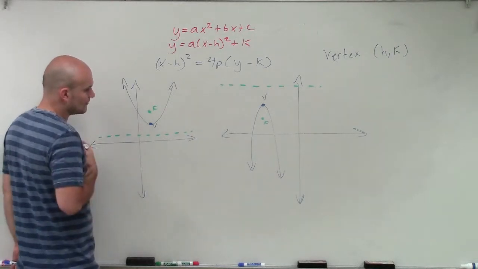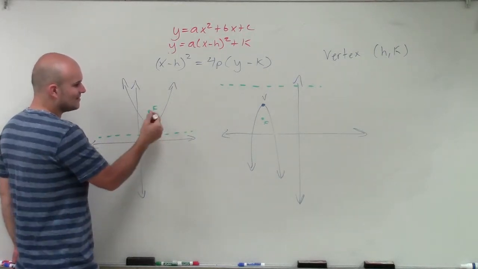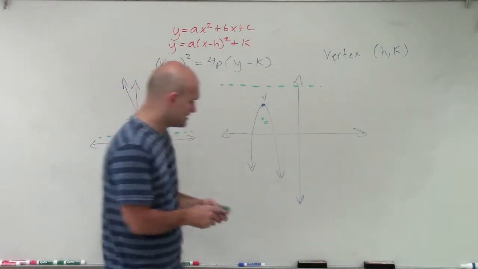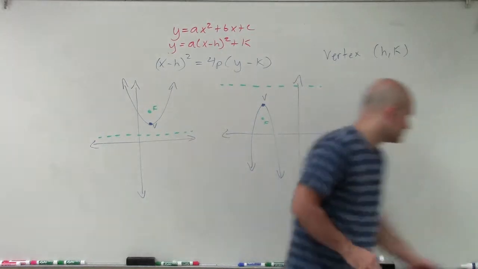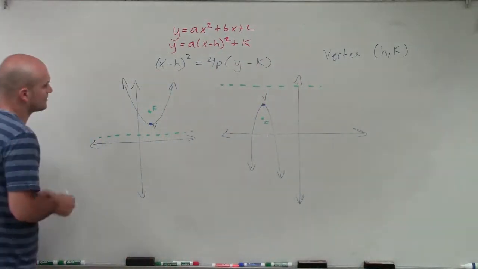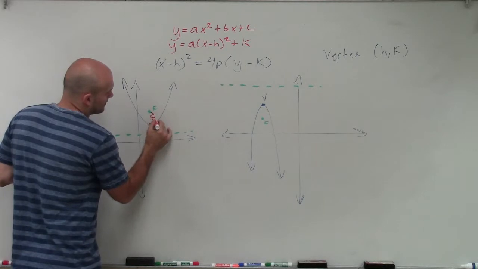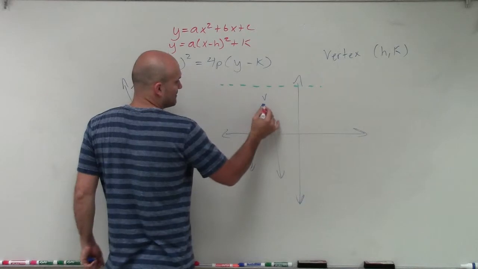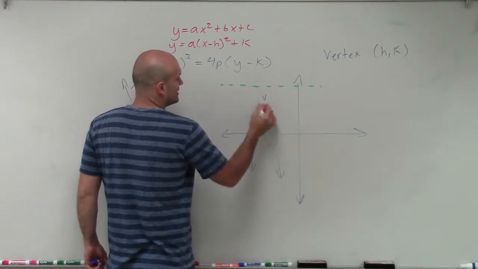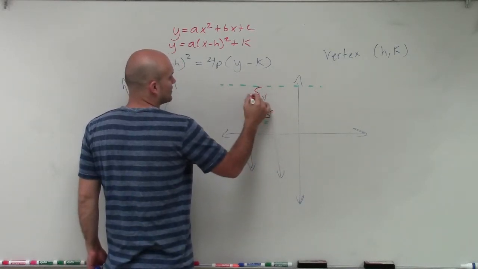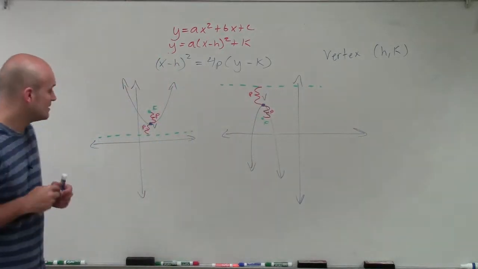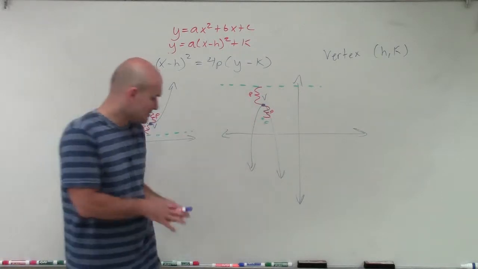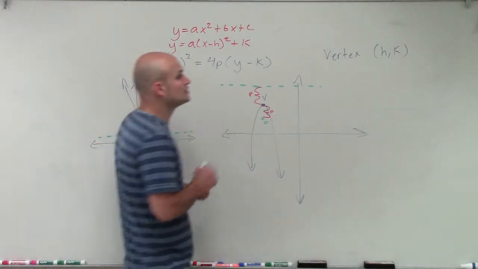Now, when looking at our directrix, it has the exact same distance from our vertex as the focus does. So this value is p, and this value is p. The distance from your vertex to your focus is p, and the distance from your vertex to your directrix is also p. Now notice that my directrix is a line and my focus is a point. That's going to be very important when we're actually determining these.